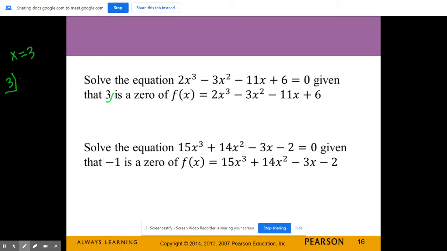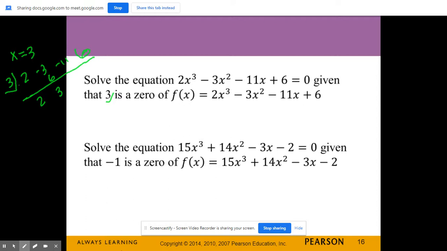So then 2, negative 3, negative 11, and 6 are going to be the coefficients. All right, so let's do synthetic division. Anyway, drop the 2 down. 3 times 2 is 6. Add down, you get 3.